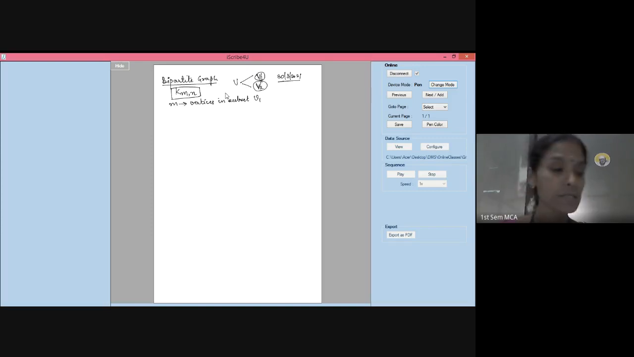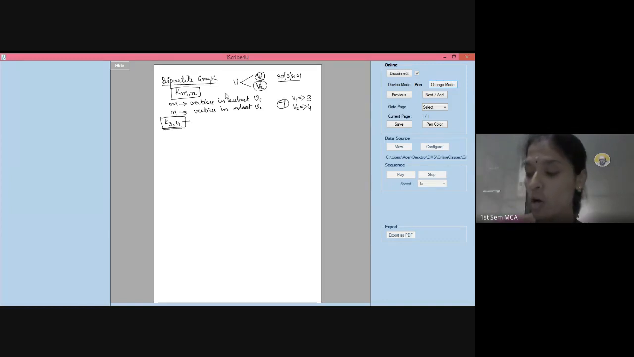M is the vertices in subset V1. N is the set of all the vertices in subset V2. For example, if I tell you, write a bipartite graph of K of 3 comma 4, what does K of 3 comma 4 mean? There are totally 7 vertices. One subset, let us say V1, contains 3 vertices, and V2 contains 4 vertices. That is the meaning of K of 3 comma 4.